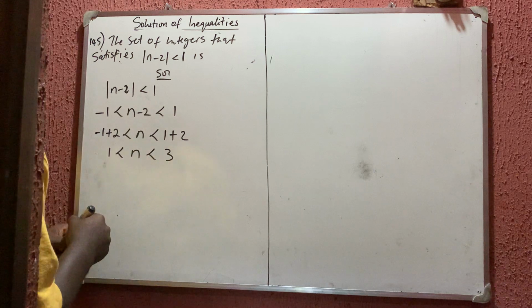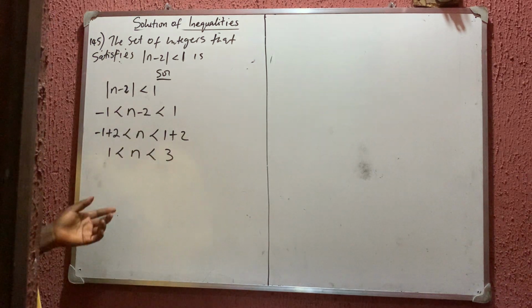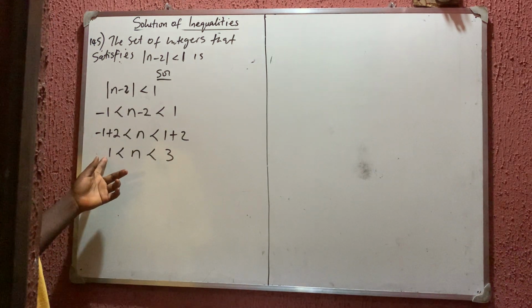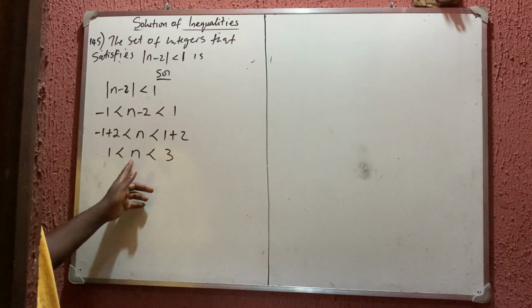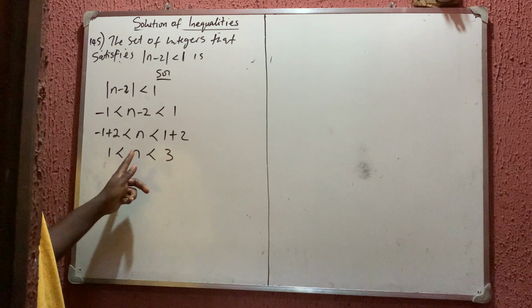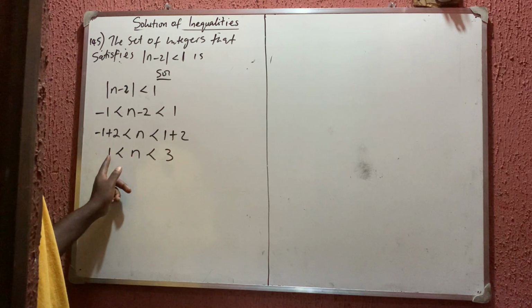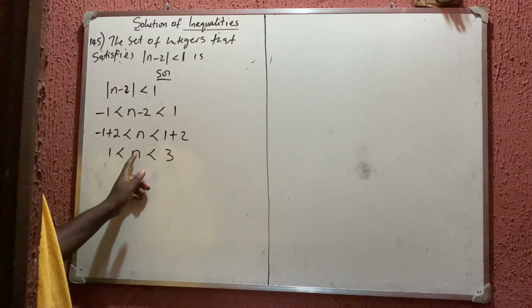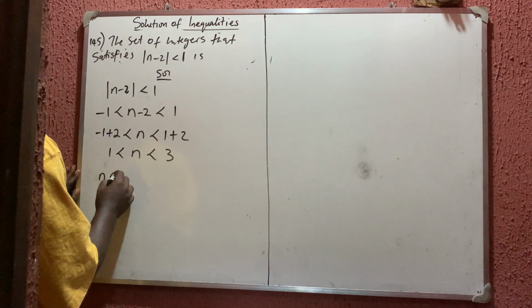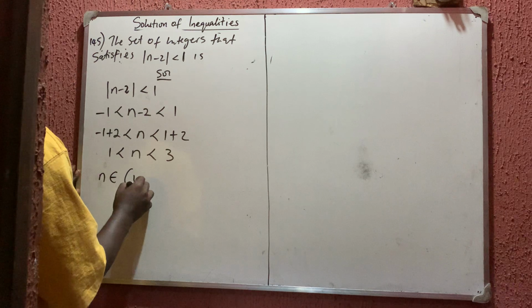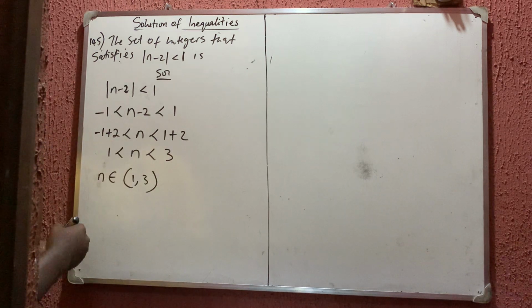Okay, is this a correct statement? Let's check. They say that 1 is less than n. Give me a number that is greater than 1. 1 is less than 2. Is 2 less than 3? Yes, it's a correct statement. So we now say that n is an element of the open set 1 comma 3.